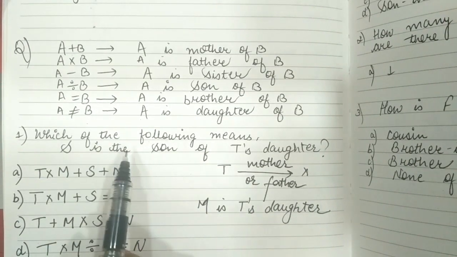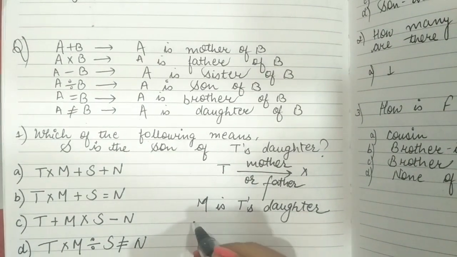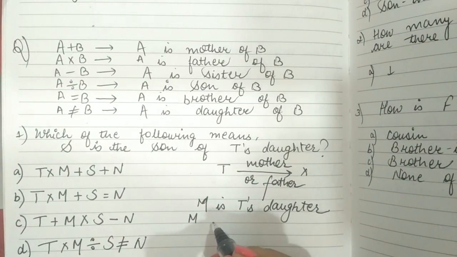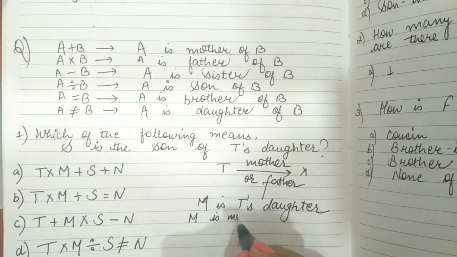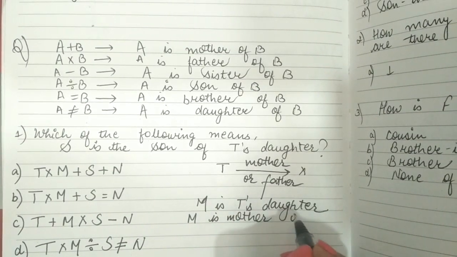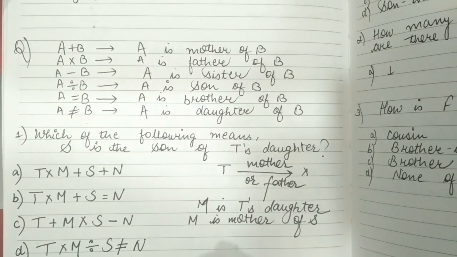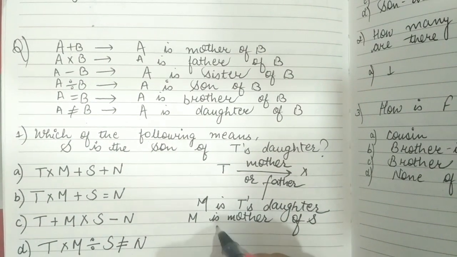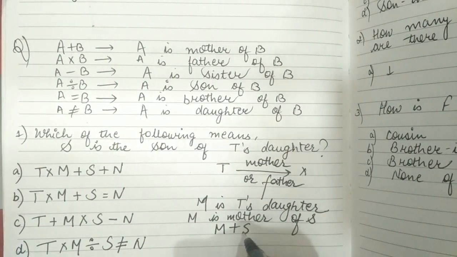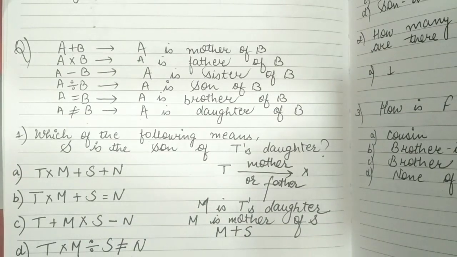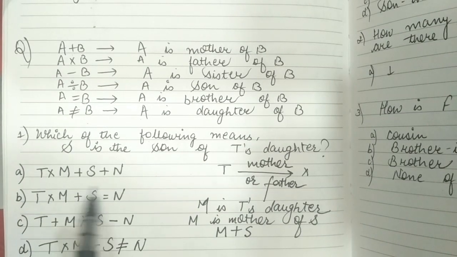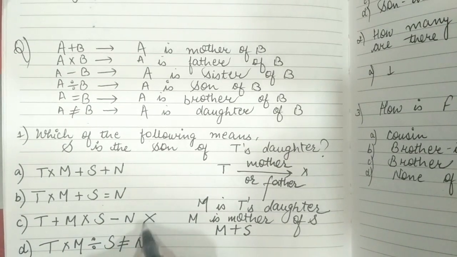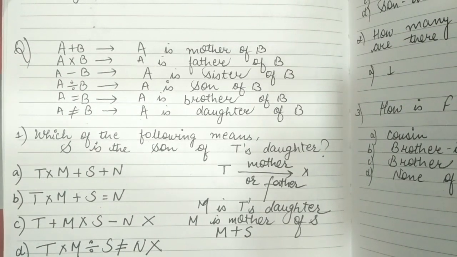Okay, S is the son of T's daughter. So M is the mother of S. For using M is mother of S, denoting mother, the symbol is plus. Symbol will be M plus S. Now look in the option where M plus S is there. So last two options rejected. Our answer will be either A or B.